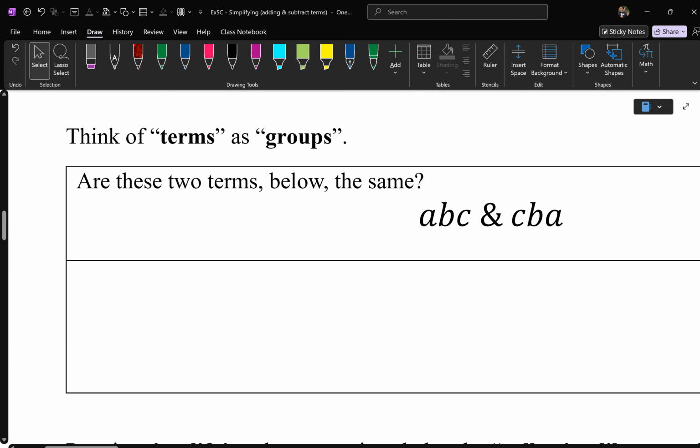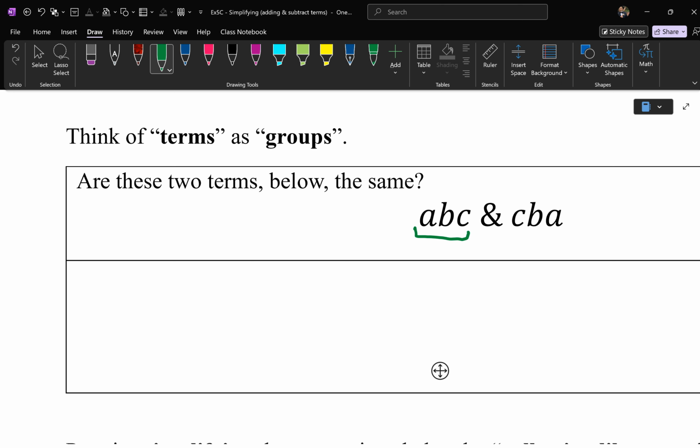So notice the first group. ABC and CBA at first glance look like they're different. But if we break it apart and actually understand what ABC means, now let's think about it. When you write a 2 next to an A, that means 2 times A. We're just too lazy to write the times because it's 2 groups of A.